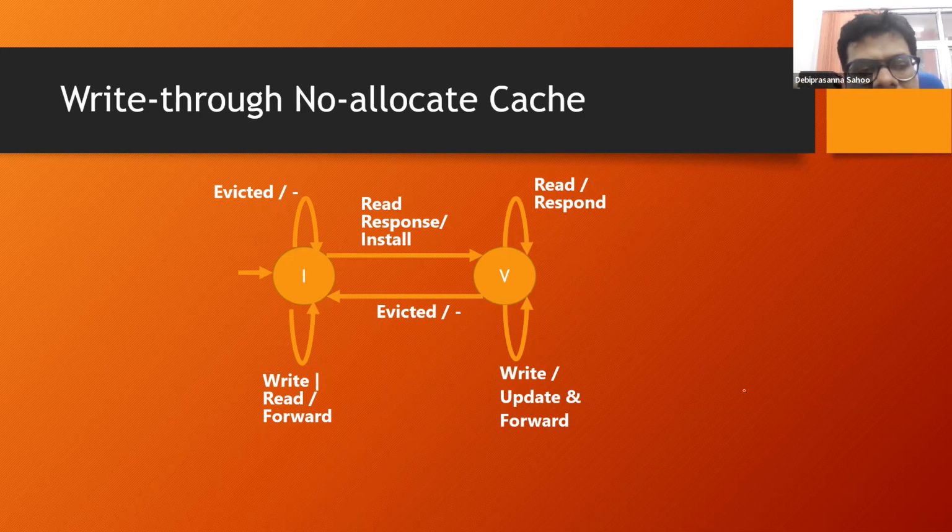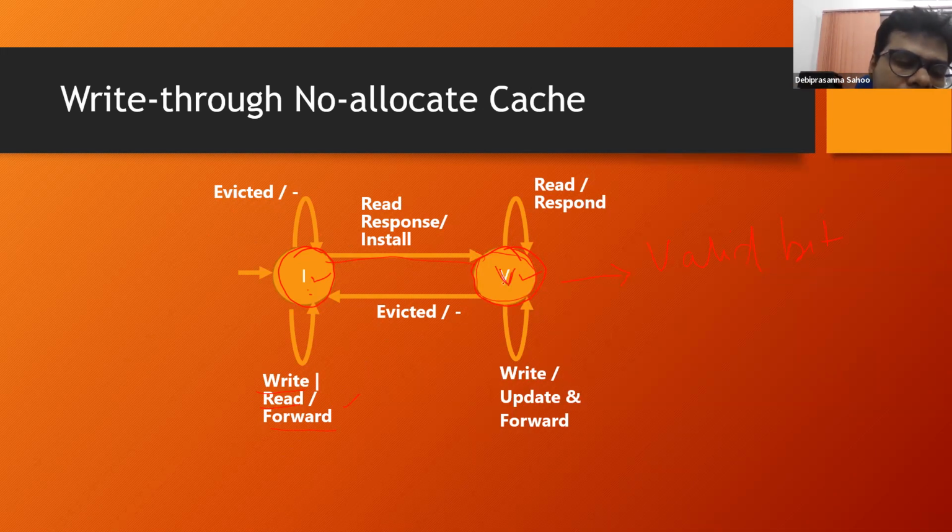Now let's look at the simplest state machine, which is what happens with write through and no allocate. You have two different states, invalid and valid. This can be represented using the valid bit. Invalid means that data is not present inside the cache. Valid means data is present inside the cache. If at the invalid state you have a read or a write, you are going to forward the request. Upon a read response, you are going to install the line inside the cache and move into the valid state.